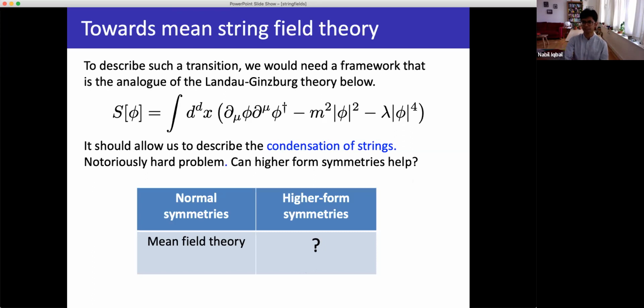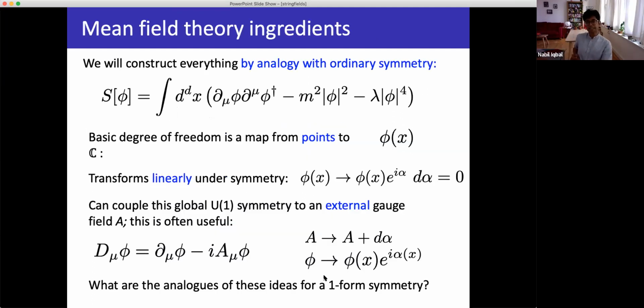So let's do it. Let us now try to fill in this box and build an object that is the higher form analog of this Landau-Ginzburg theory. I'm going to construct everything by analogy with ordinary symmetries. So let me remind you about a few basic facts. In this Landau-Ginzburg theory, as I argued earlier, my basic degree of freedom is a map from points to the complex numbers. It's just a field, phi of x. This phi of x transforms linearly under the symmetries. Phi of x goes to phi of x times e to the i alpha, where the global symmetry is such that d alpha equals 0.